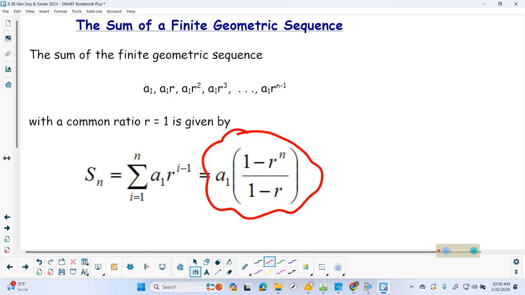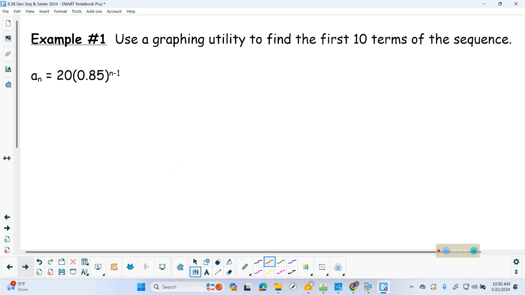So A1, of course, is our first term. R is still that common ratio. And then N is the number of terms we're finding the sum of. So if it says from 1 to 10, your N is 10. We're adding up the first 10 terms. That will give you the overall total. So that's one of the formulas we're going to use today.